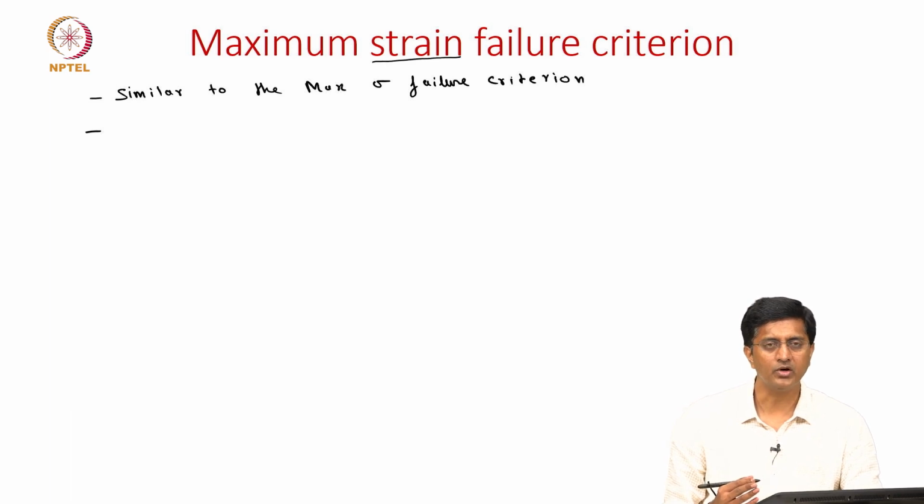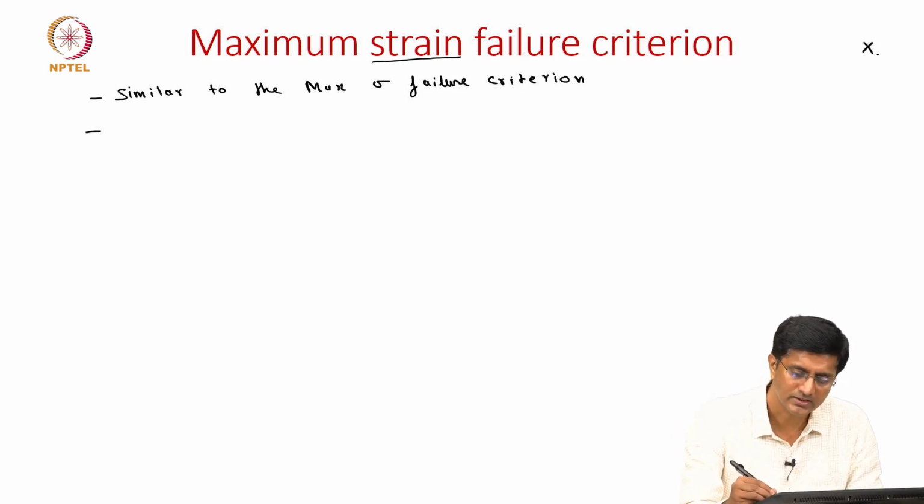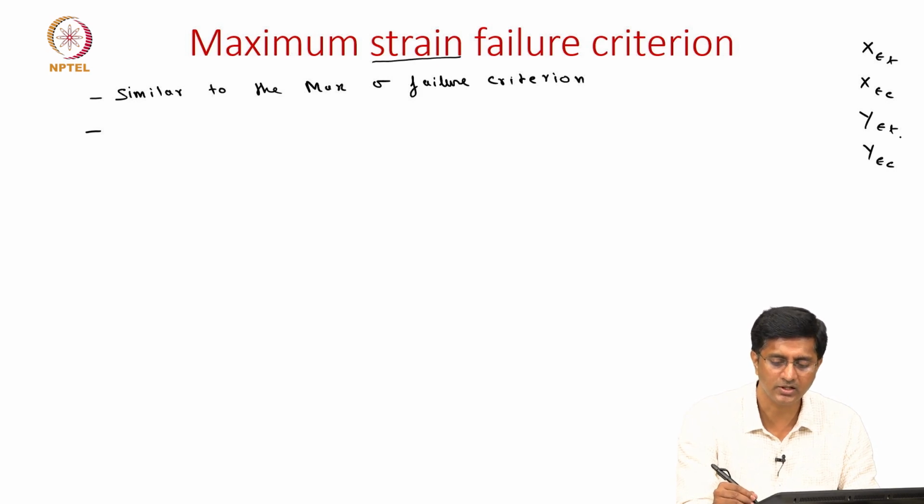Previously, if you recall, we defined the failure strains shown as these 5 values: X epsilon t and X epsilon c. These are the failure strains in tension and compression along the fibers, and perpendicular to the fibers we wrote them as Y epsilon t and Y epsilon c. These are the strains in the tension direction as well as the compression direction for the transverse direction loading. And finally, the shear strain at which it fails.